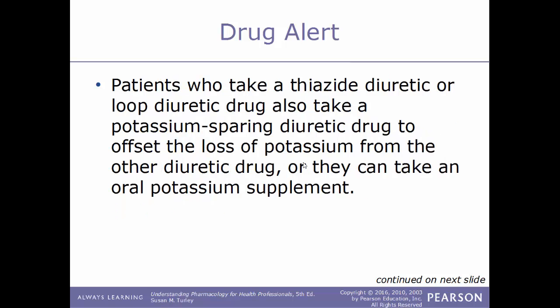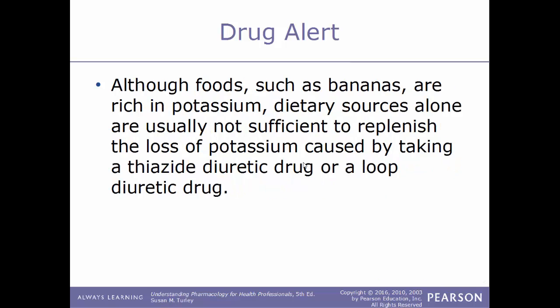So patients who take a thiazide diuretic or a loop diuretic will also take a potassium-sparing diuretic drug to offset that loss of potassium. Or that patient could take an oral potassium supplement. Although foods such as bananas are high in potassium, the dietary sources of potassium are usually not sufficient to replace the loss of potassium that's caused by these diuretics.